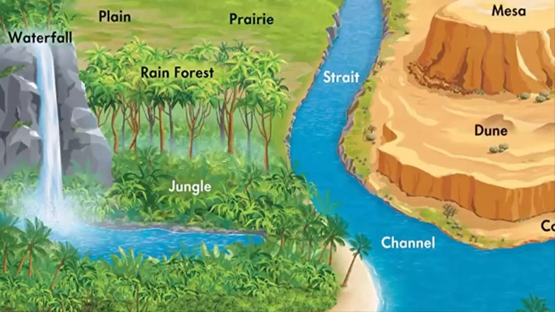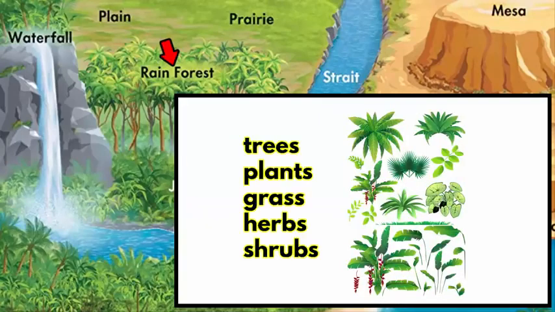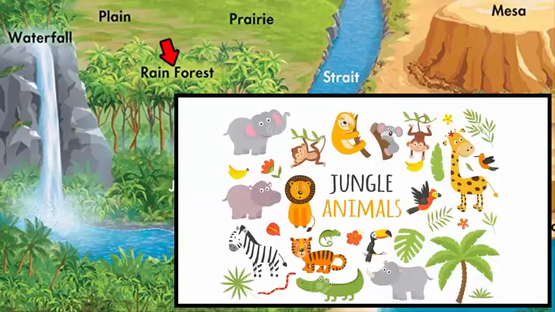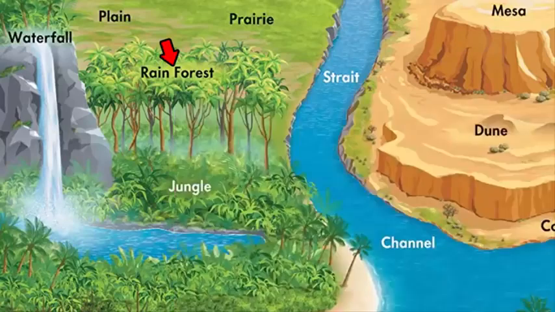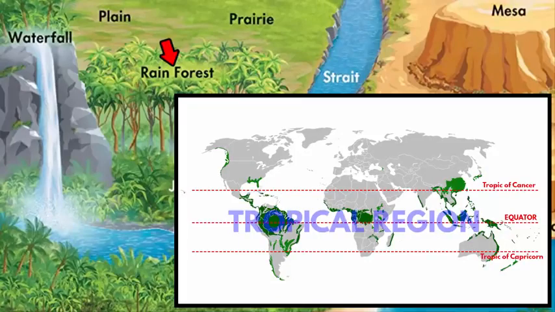The next one is rainforest. It can also be called a jungle. The most common meaning of a jungle is a land filled with natural vegetation and a vast lush green cover of trees, plants, grass, herbs, shrubs, etc. Apart from natural vegetation, you will also find a variety of animal species. Most of the jungles in the world can be found in the equatorial region. In other words, the tropical region. When we say tropics, it lies between the latitude lines of the Tropic of Cancer and the Tropic of Capricorn.